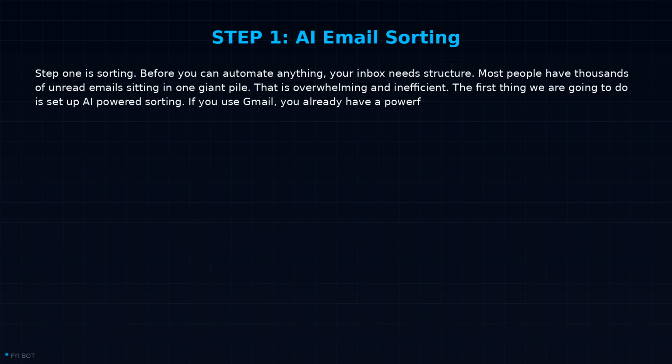Step 1 is sorting. Before you can automate anything, your inbox needs structure. Most people have thousands of unread emails sitting in one giant pile. That is overwhelming and inefficient. The first thing we are going to do is set up AI-powered sorting. If you use Gmail, you already have a powerful ally built right in. Gmail's AI-powered tab system automatically separates your mail into categories. Primary for personal messages. Promotions for marketing emails. Social for notifications. And updates for things like receipts and confirmations.